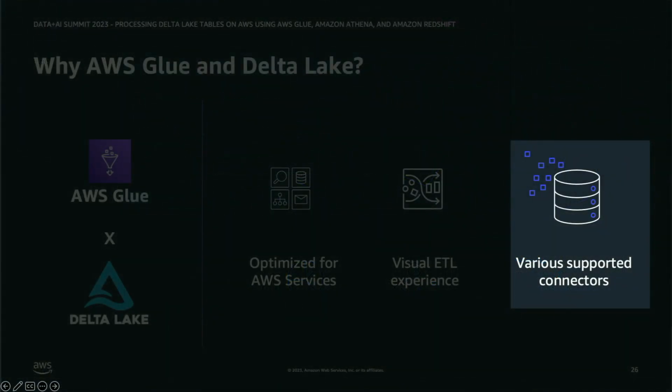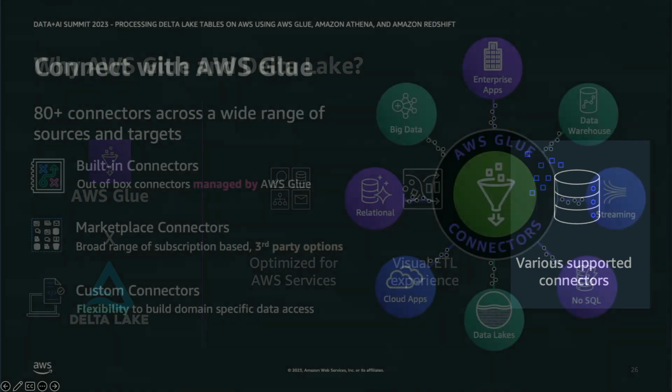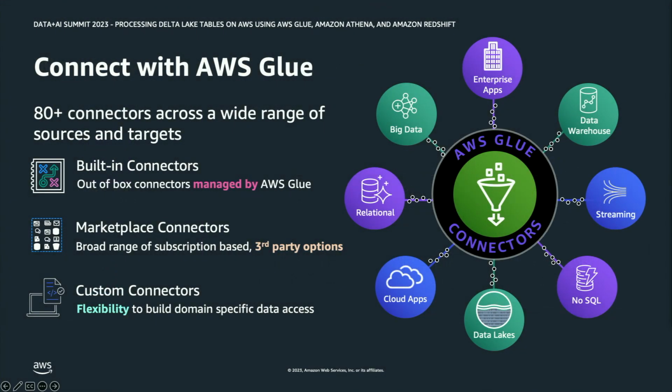So now we have covered two different reasons why Glue is used with Delta Lake. The third reason is the various supported connectors. AWS Glue provides more than 80 connectors. They are all bidirectional connectors. It means you can read from or write to any of those data sources supported by the connectors.